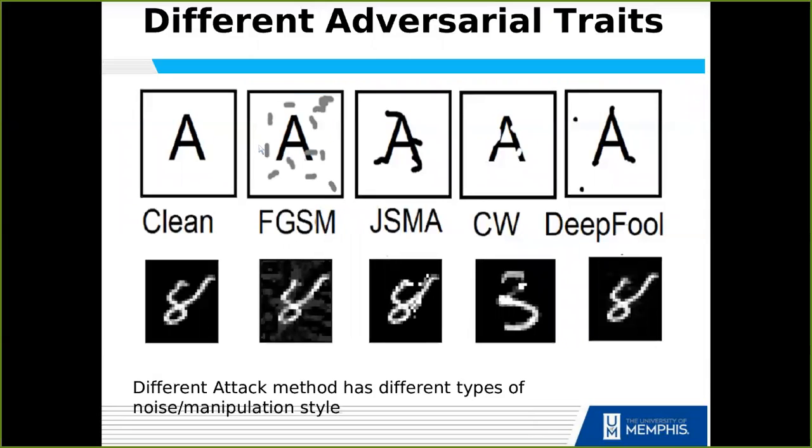Here's an example of the adversarial attacks. So we have a clean image, then we have FGSM, which is the fast gradient sign method, then we have JSMA, the Jacobian saliency map method, and we have CW, which is an attack proposed by Carlini and Wagner, and we have DeepFool. So these different types of attacks have different types of noise manipulation and properties that change when they attack an image input.